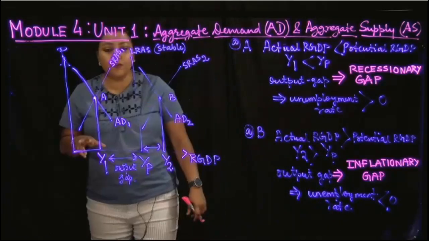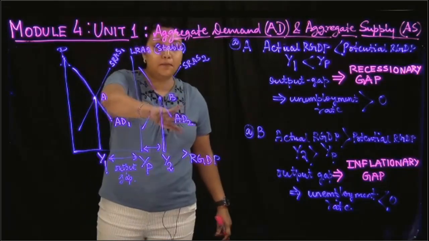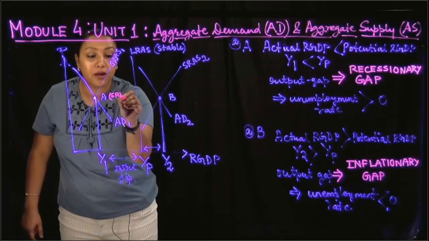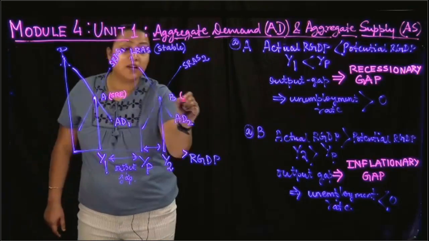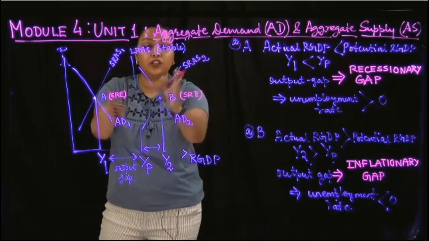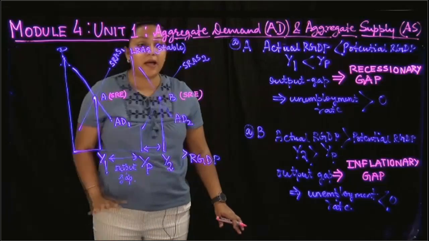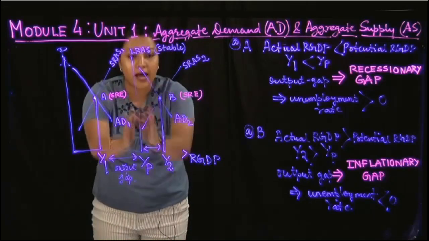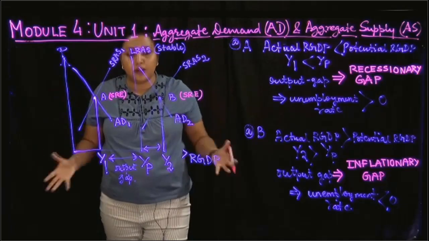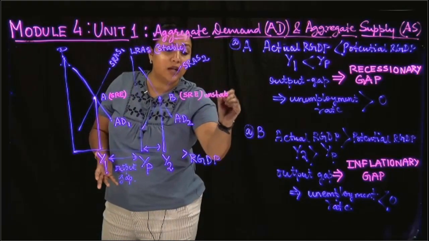Now before we move forward, please understand that these points A and B are basically the short run equilibrium. I'm going to call them SRE. These are short run equilibria because these are the intersection points of the AD curve with a short run aggregate supply curve. They do not lie on the long run aggregate supply. So these are just temporary, unstable points for the economy. These are both unstable points.